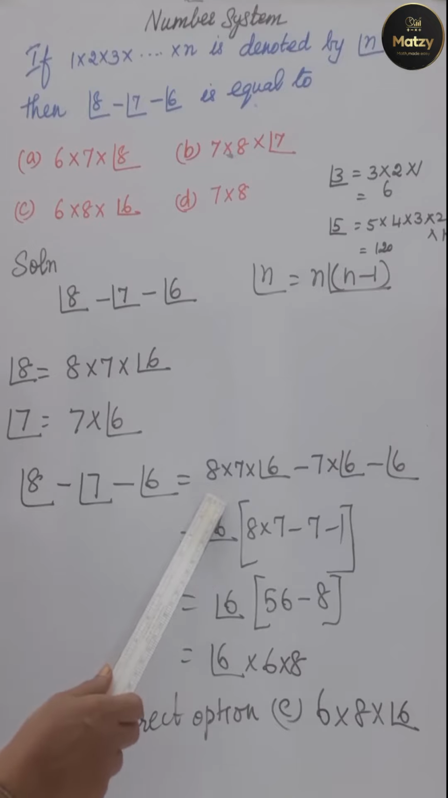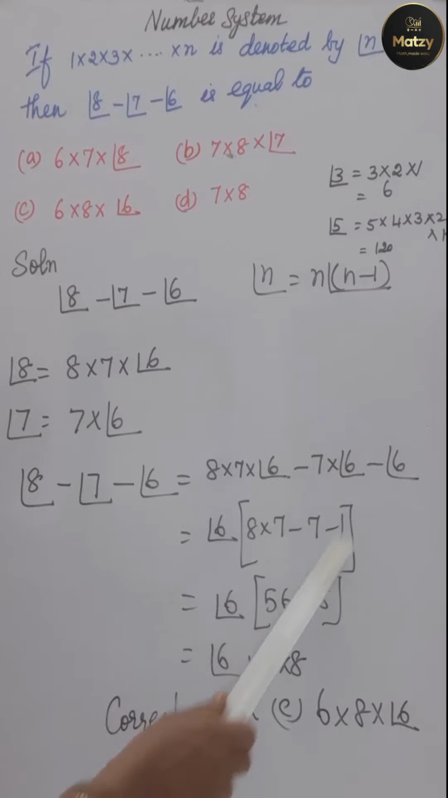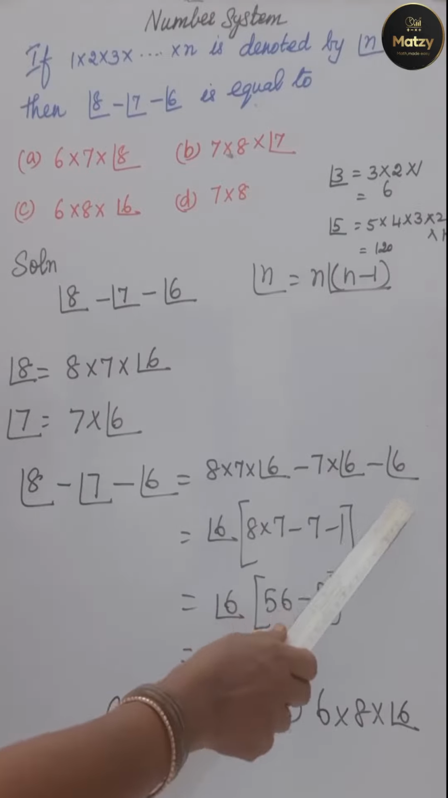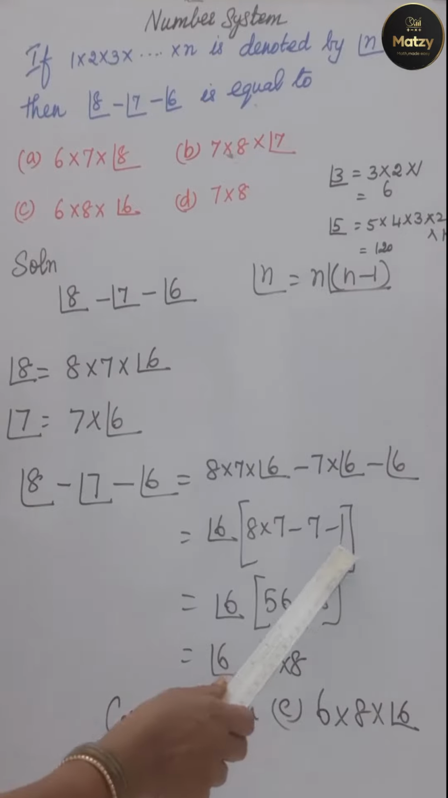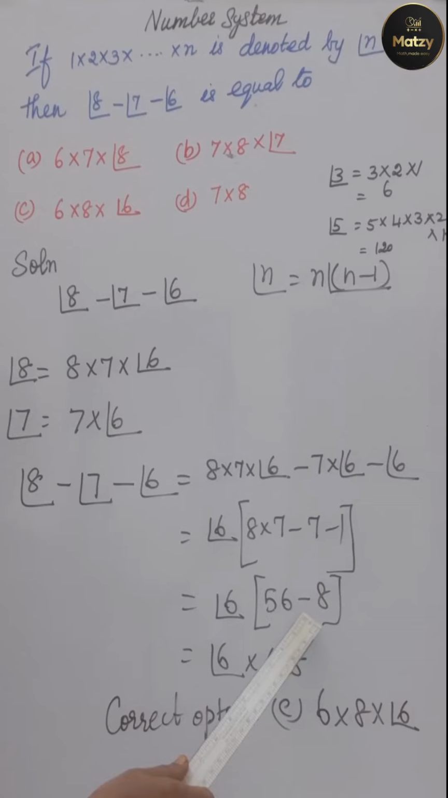What will be here? Remaining 8 into 7 I wrote. Then 7 only, then 1 only, because 6 factorial I have taken outside now, so 1 only will be there. 8 7s are 56, 56 minus 8 is 48. See, 6 factorial into 48.